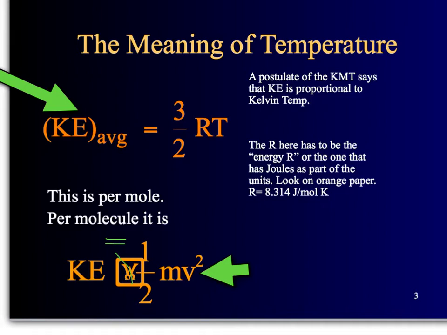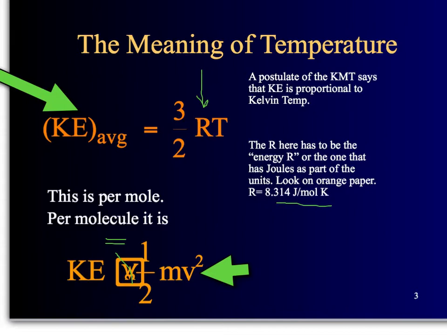Now, we have to look at this top equation and decide which R should you use. So when we're speaking here, which R should we use? Well, remember, kinetic energy is in joules. So we're going to have to use the R that has joules in the units. So the R has to be what I'm going to start calling the energy R. So whenever you hear me say energy R, oh, energy is in joules, I need the one that has joules in it. So when you look on your orange paper, you're going to use this one, because it has joules per mole Kelvin.